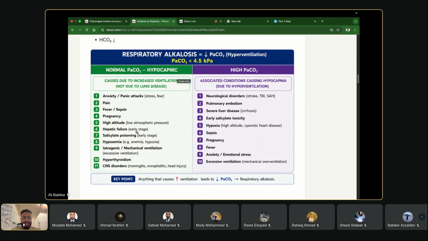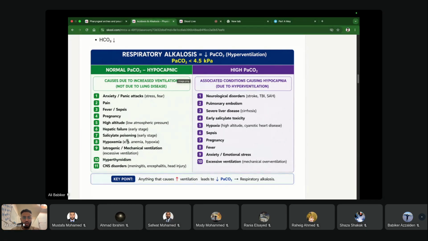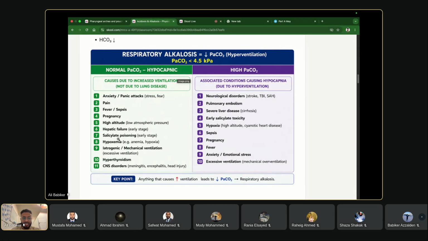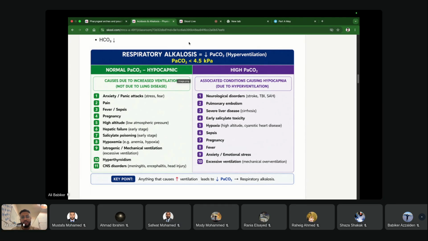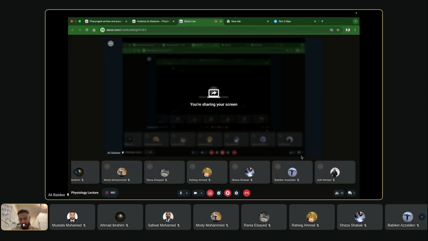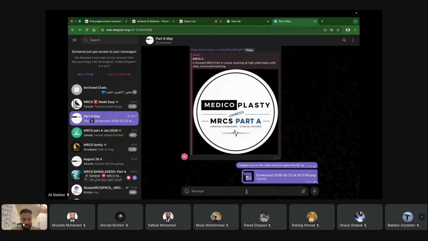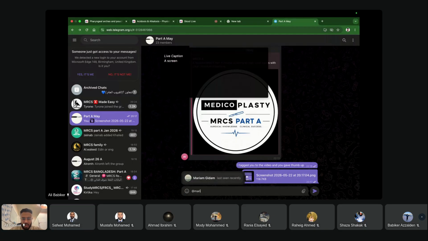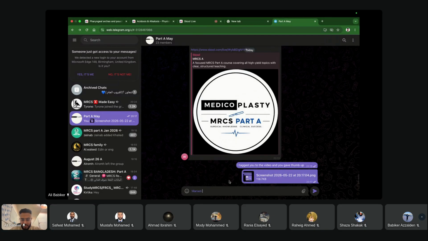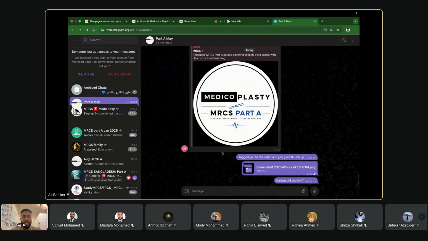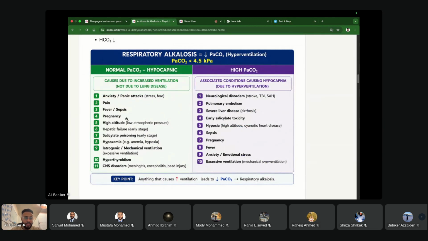Hepatic failure in early stage. Salicylate poisoning, very important in early stage. So in early stage, if your patient takes salicylate, what is salicylate? What is that medication? Aspirin, yes. Aspirin. Very important, very high yield, very crucial. This one and the panic attack.